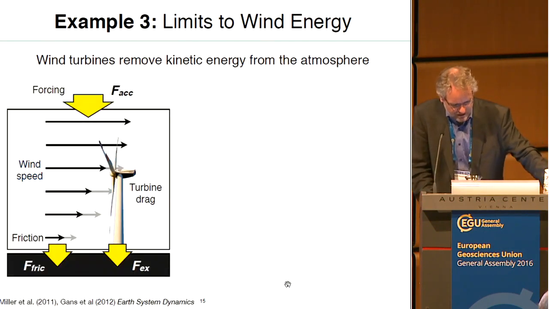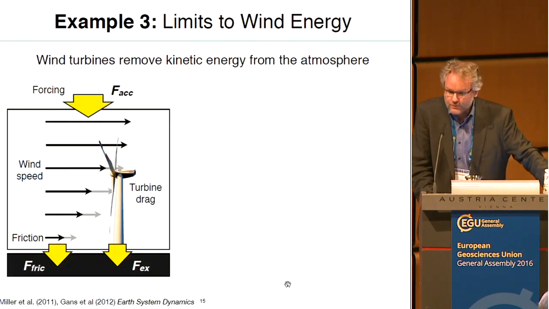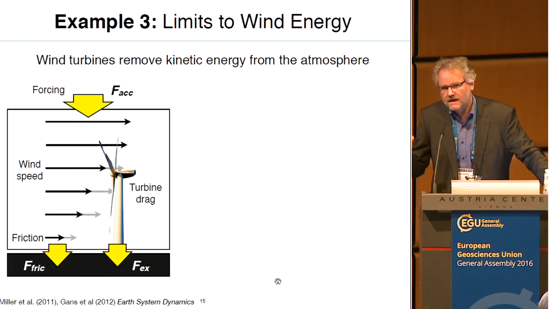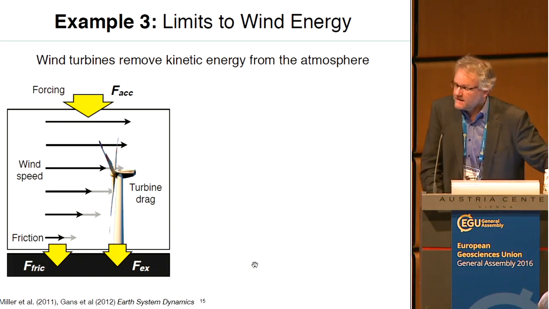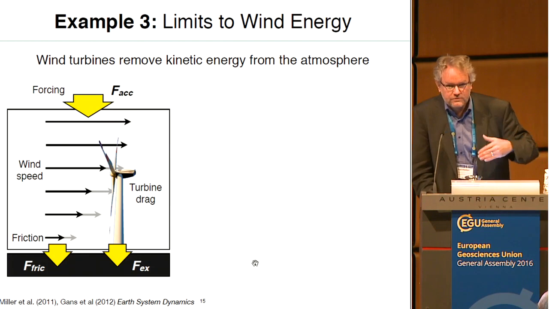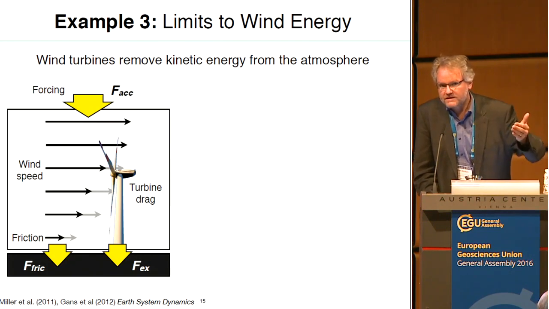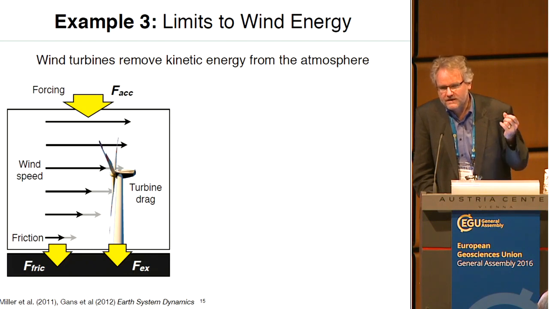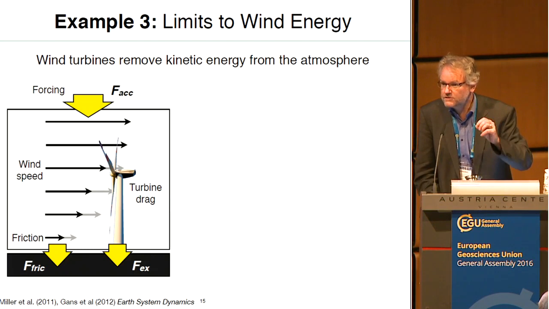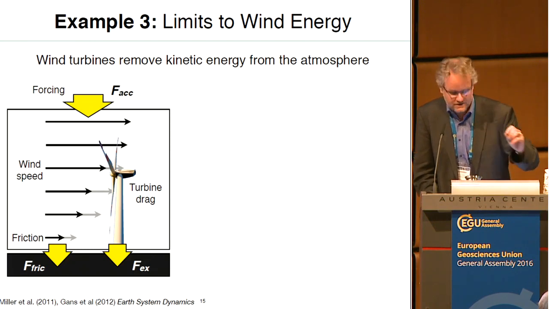The last example I want to talk about is about limits to wind energy. This is no longer entirely thermodynamic, but it's more like an energetic look at motion near the surface. When you really want to understand how much wind energy you can possibly get, you actually need to account for the fact that each turbine removes some kinetic energy from the atmospheric flow. So we need to look at kinetic energy.